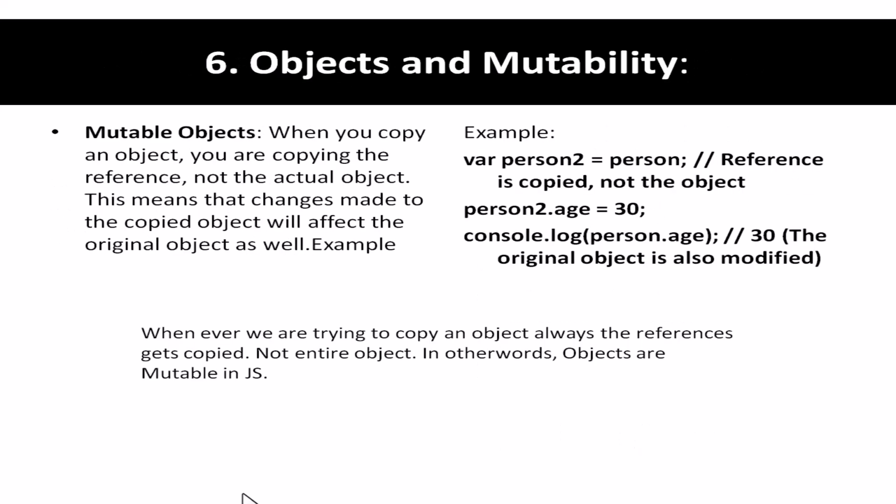So next, objects and mutability. What are mutable objects? When you copy an object, you are copying the reference, not the actual object. This means the changes made in the copy will affect the original object as well. So you have to take care whenever you are going to make changes to the actual data, or even just want to display the data by changing it. Care should be taken whenever you do such things.